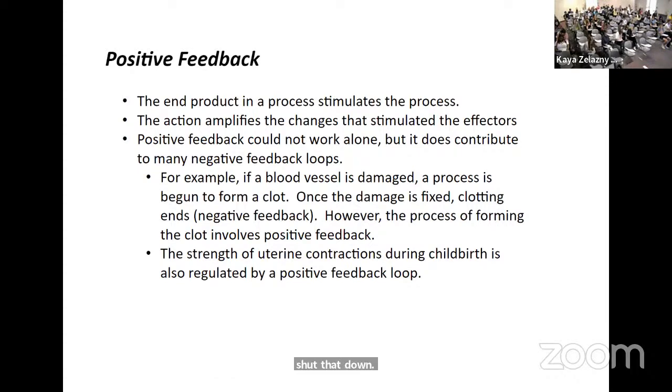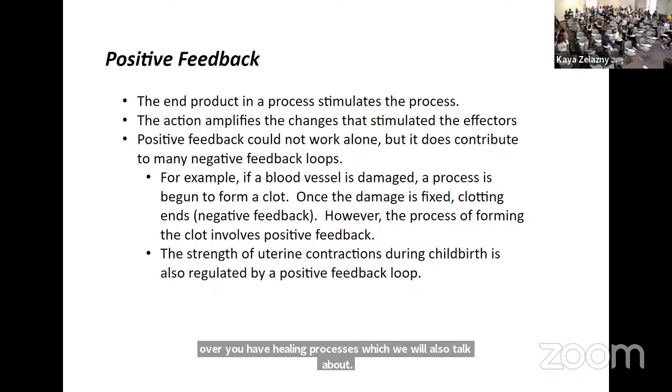However, under certain conditions, we do want to accelerate a change. This is, for example, like ovulation work. So we'll talk about it as it comes into play in certain systems, or as our example here on the slide is, we have formation of a blood clot. All right. So in this case, okay, you got a cut on your hand, on your arm or something. What starts to happen is you start to have that seal over. You have healing processes, which we'll also talk about this year. Okay? So you want to start to form a blood clot.